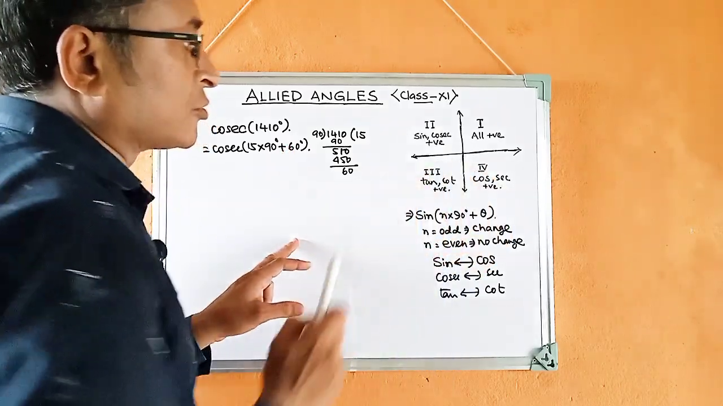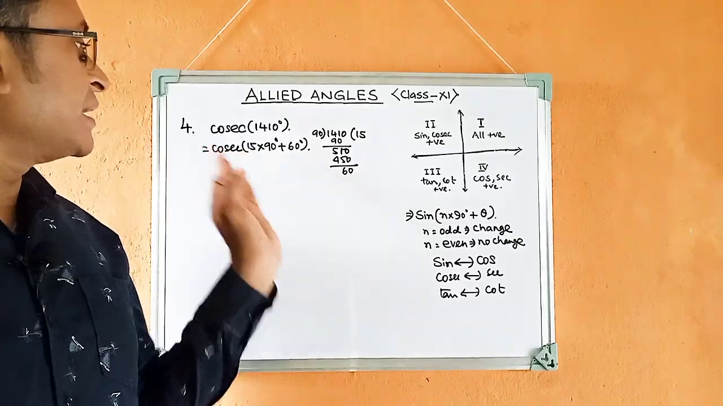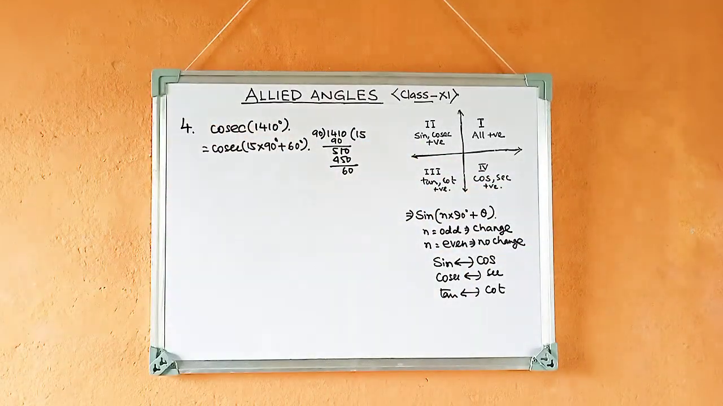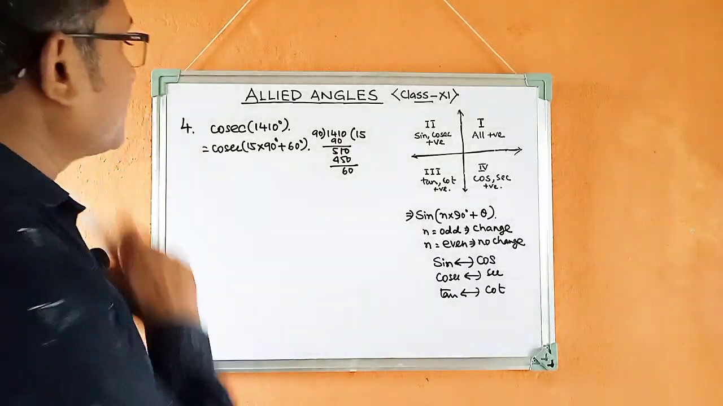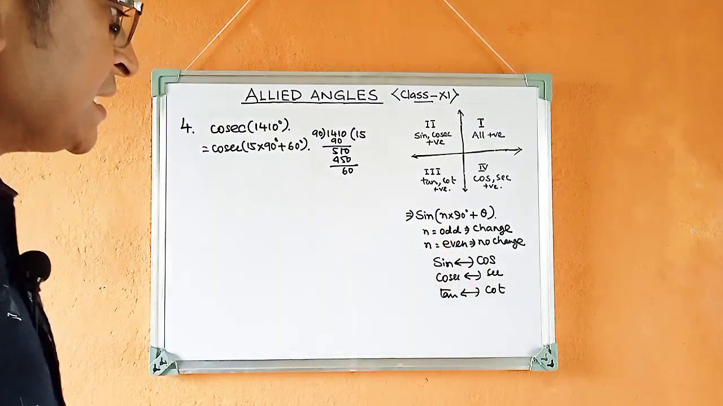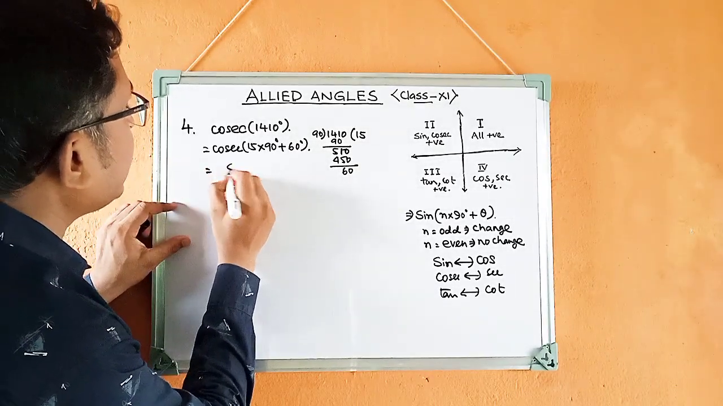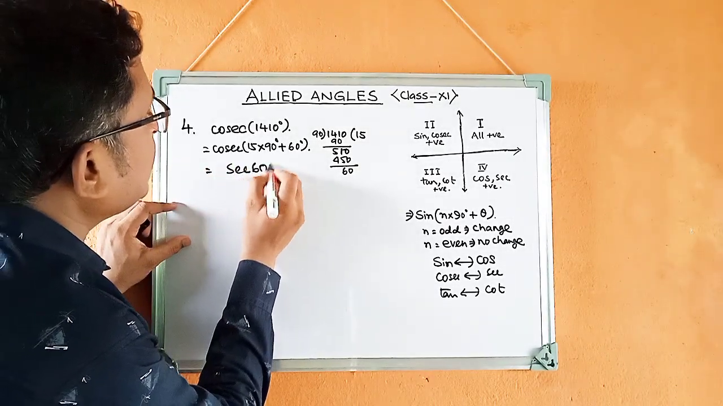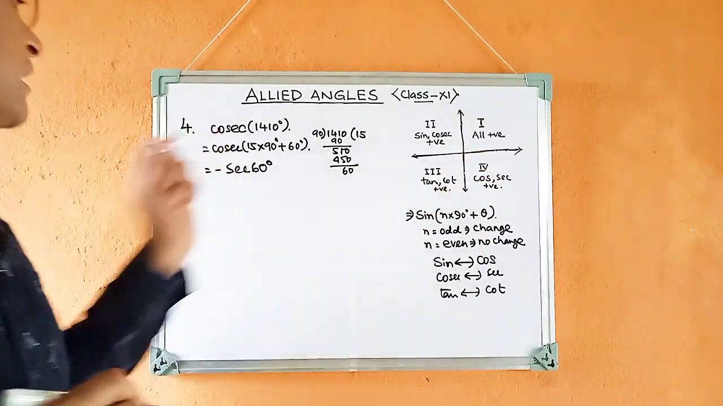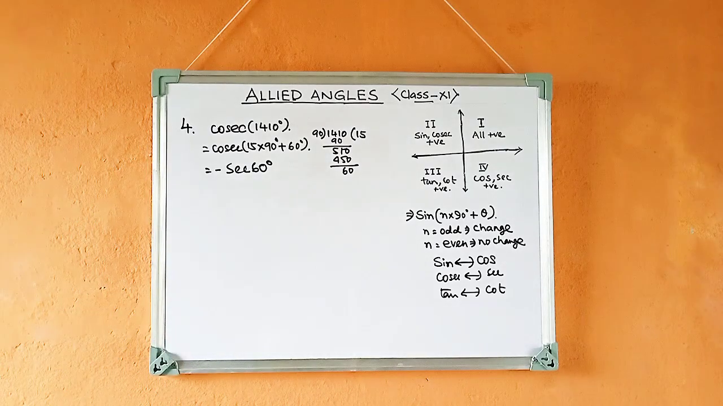So we enter the fourth quadrant. In the fourth quadrant, cosec is negative because cos and sec are positive, cosec is negative. First of all, see here 15, that means n is odd, odd means change. So cosec changes to sec. So we write sec 60 degree, and the sign is minus because in the fourth quadrant cosec is negative. That is why we put minus sec 60 degree.